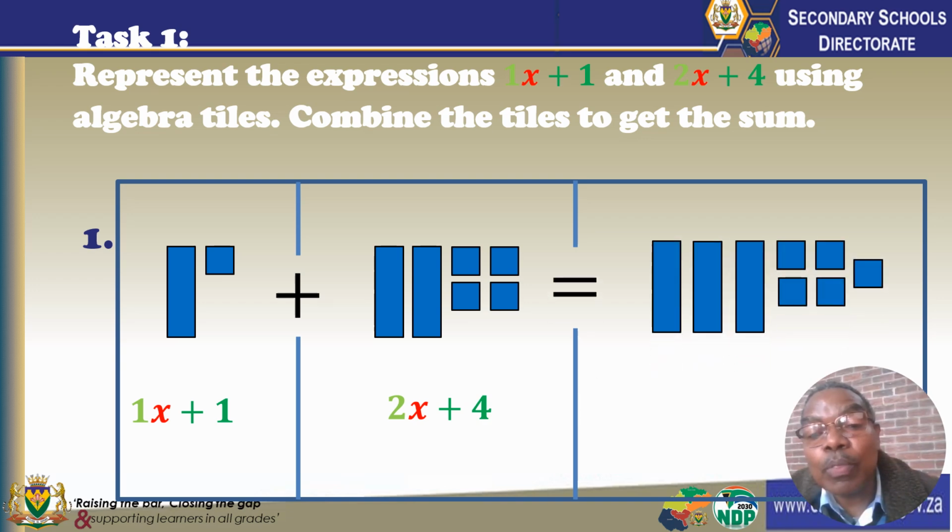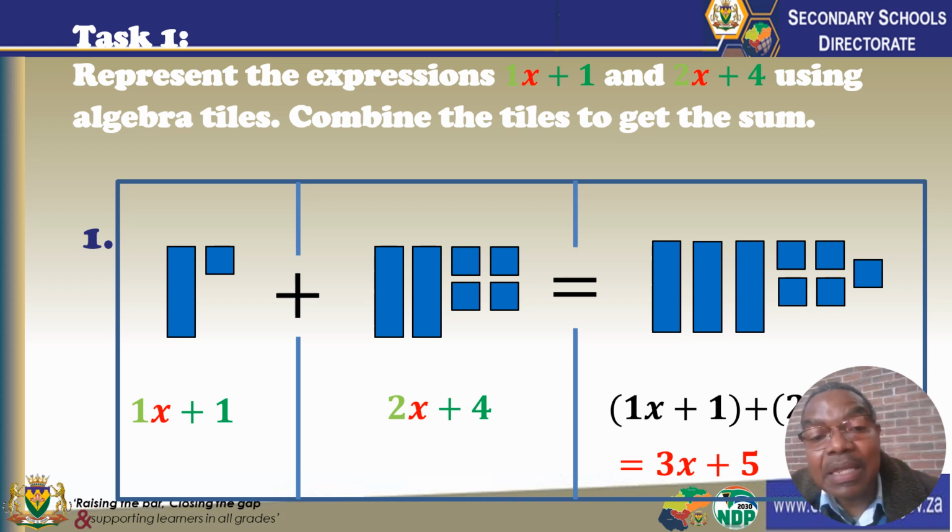Then for the solution, we count how many rectangles we have: 1, 2, 3. How many small squares do we have? 1, 2, 3, 4, 5. So our result at the end is what? 3x plus 5. This is how you add using the algebraic tiles.